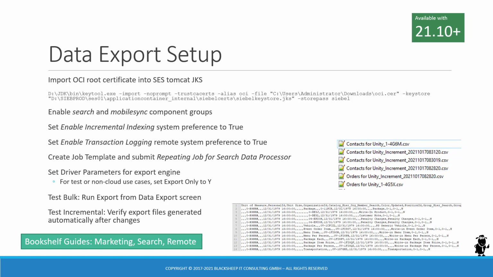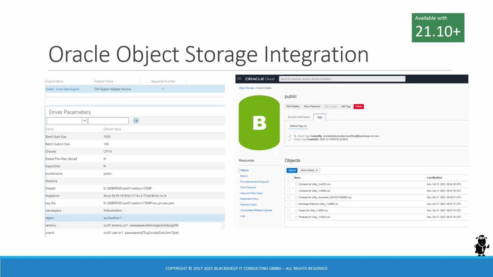There's an export button which you can press on the data export screen to test the bulk export. And for the incremental export, you do an update or insert or delete and then verify that incremental export files are generated. So here we see one other view of that new data export screen.